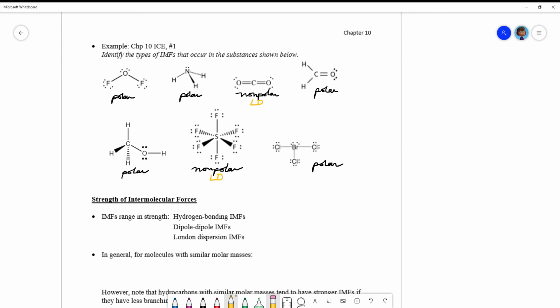And the question we need to ask is, is it regular polar or is it superpolar? Now, for a molecule to be superpolar, we need to see in that molecule either a fluorine-hydrogen, or an oxygen-hydrogen, or a nitrogen-hydrogen bond. So our first polar molecule, OF2, is regular polar. But our second molecule, ammonia, we can clearly see nitrogen-hydrogen bonds, which makes this superpolar.